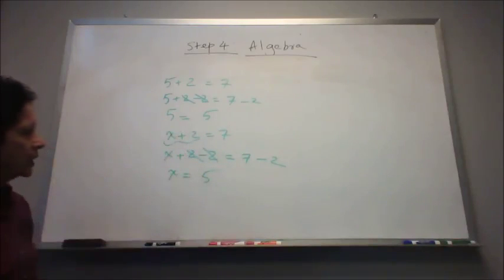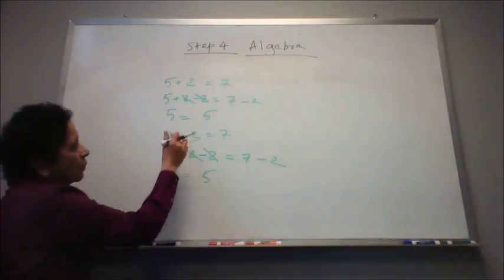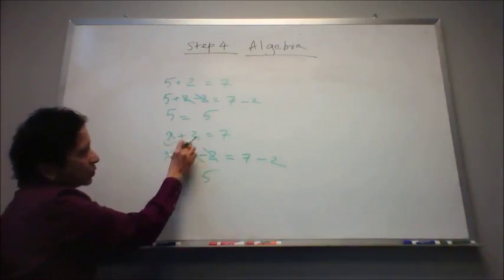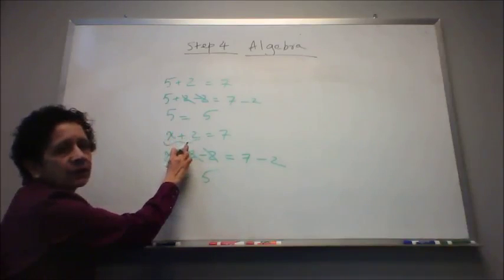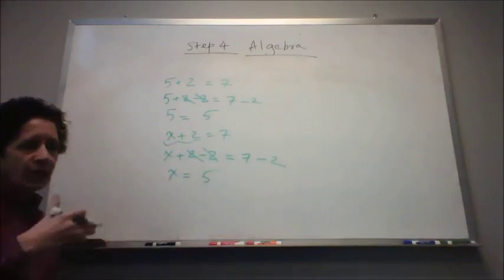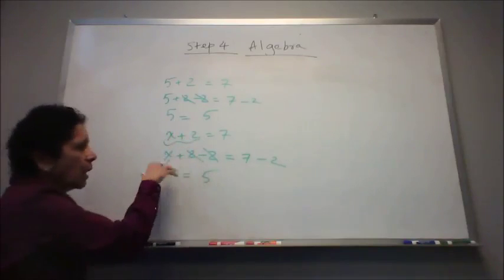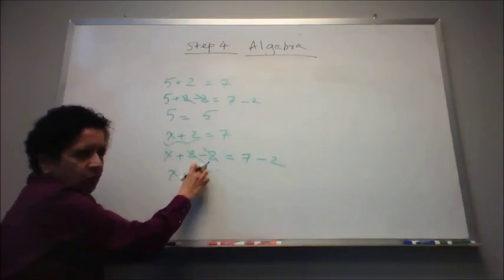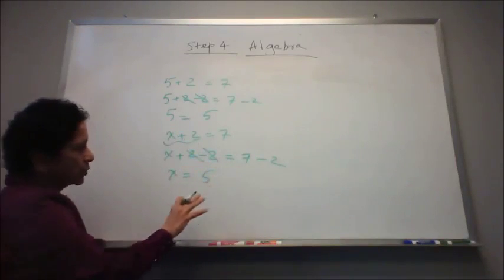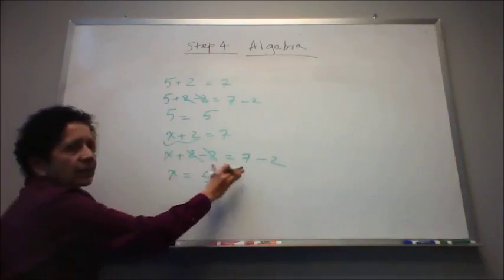But the way we did it here, I want to have only x, so I want to get rid of this plus 2. How do I get rid of that plus 2? I need to do the opposite operation, minus 2. So then I get rid of it. So that is one way to do this.